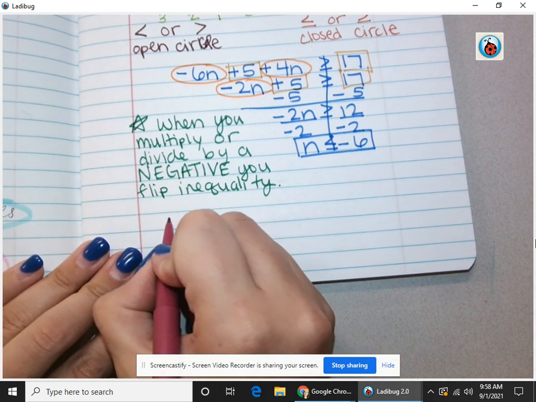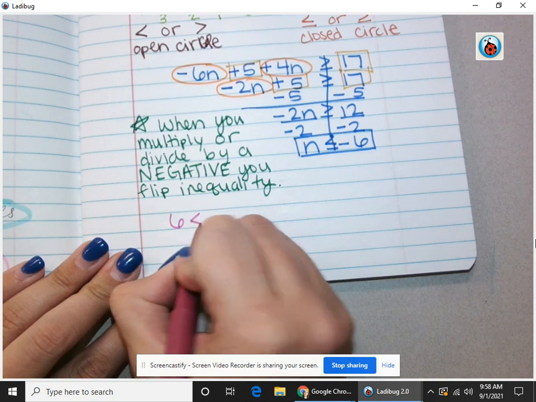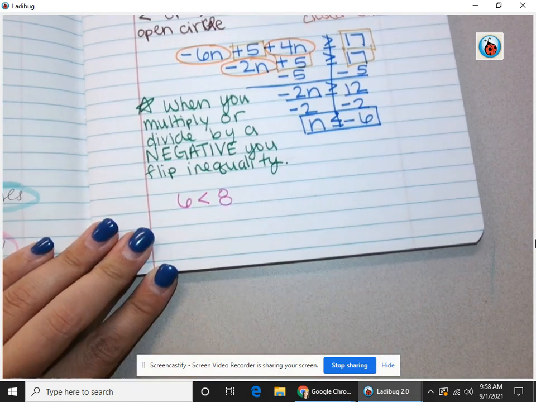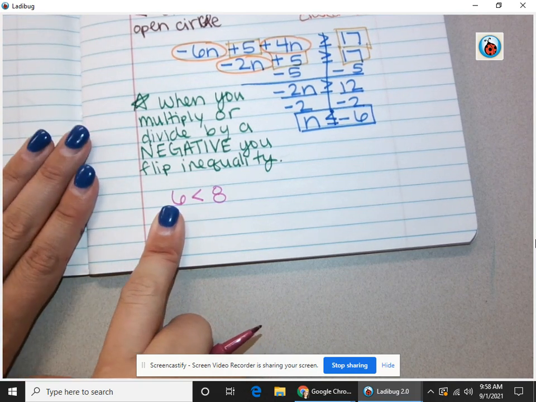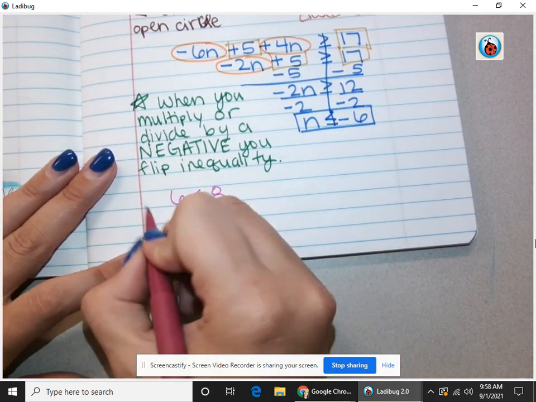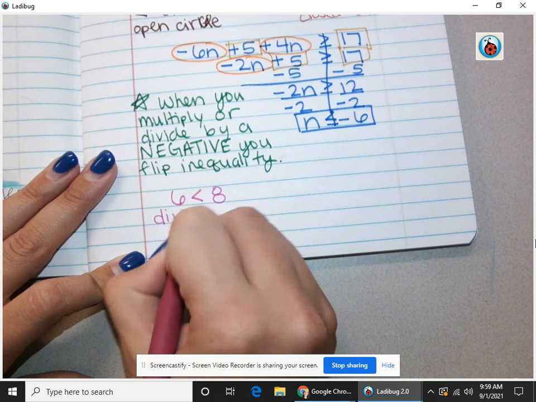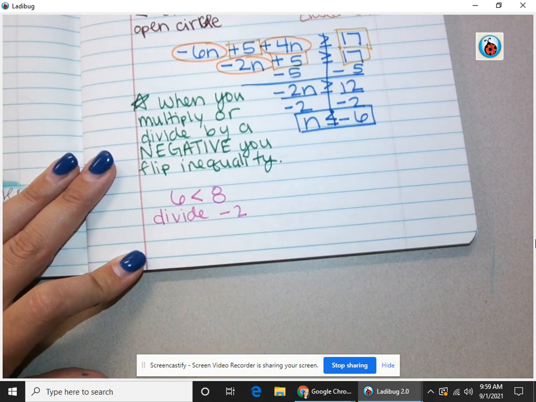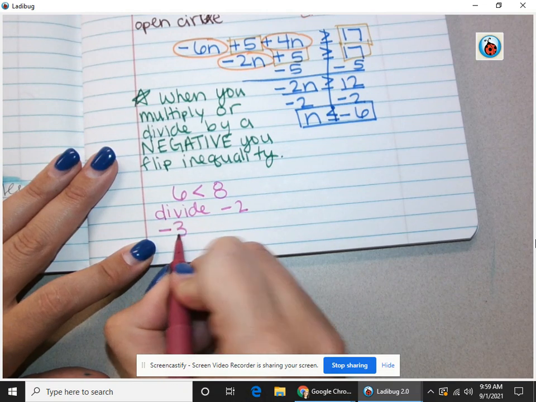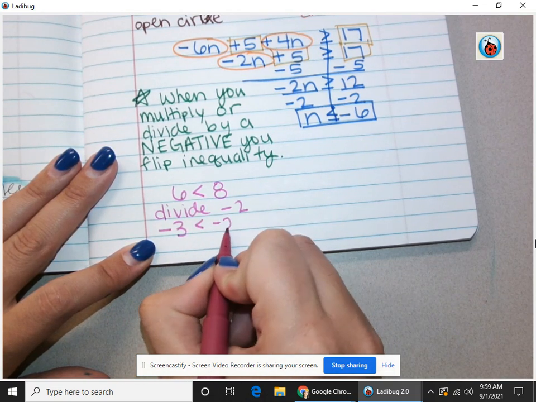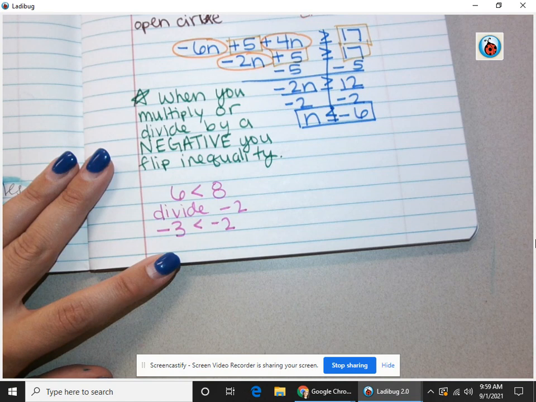So, if I had 6 is less than 8. That's a true statement, right? 6 is always going to be less than 8. Okay? If I'm going to divide this, both sides, by negative 2, I'm going to get negative 3 is less than negative 2. Is that a true statement?